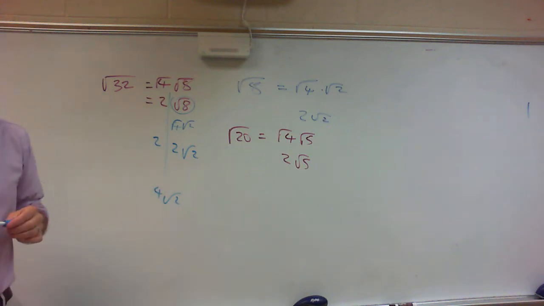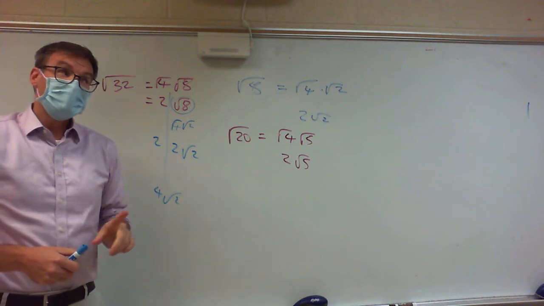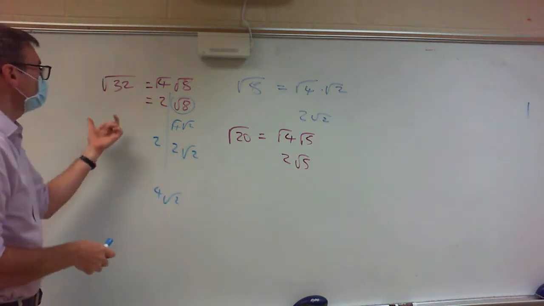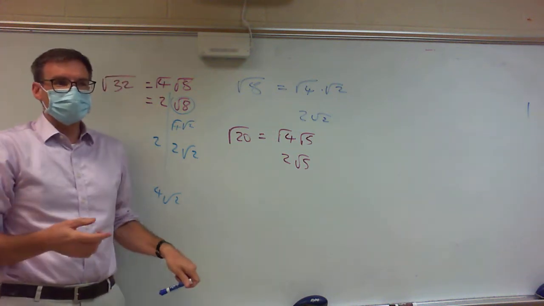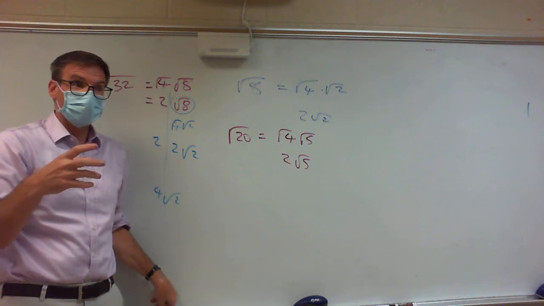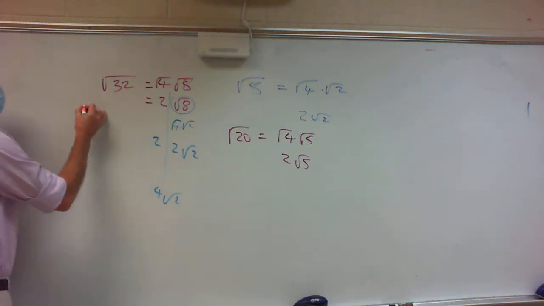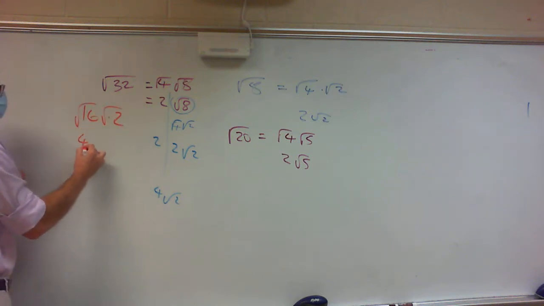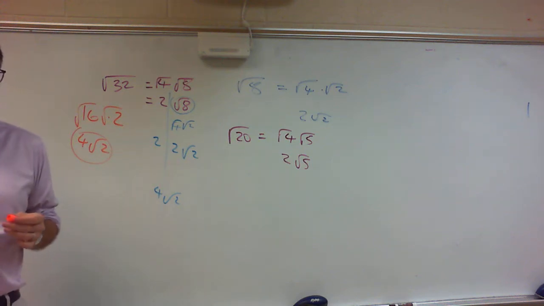At which point you're thinking, how on earth is this faster than the factor tree? Well, this isn't. But let's say you looked at that 32 and said, wait a minute, that's 16 times 2, because 16 is a perfect square. Then the square root of 16 is 4, so you get 4 square roots of 2, and that probably is faster than doing your factor tree.